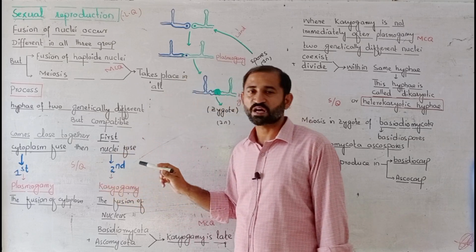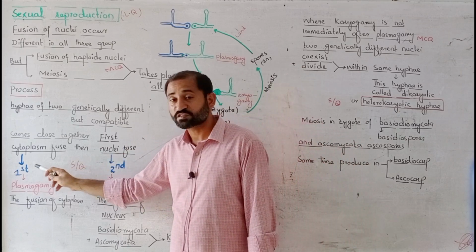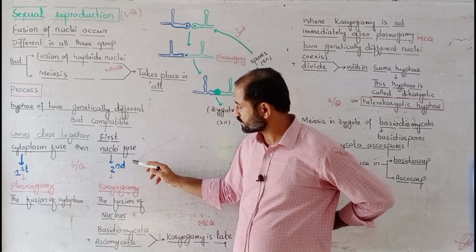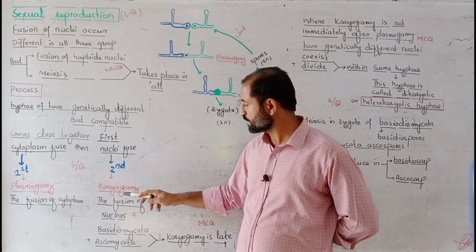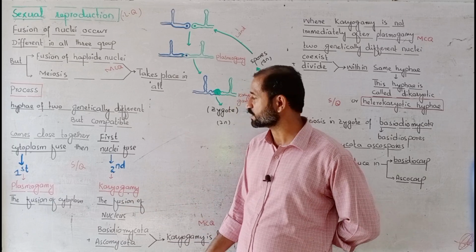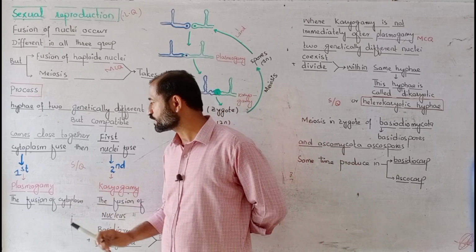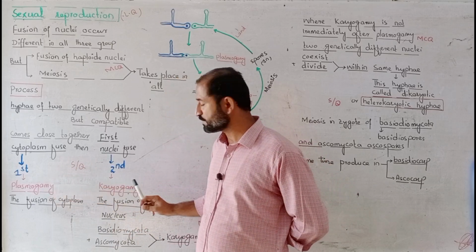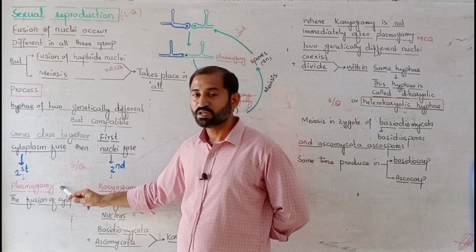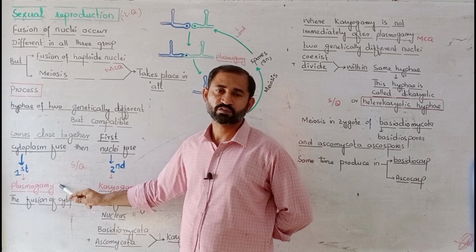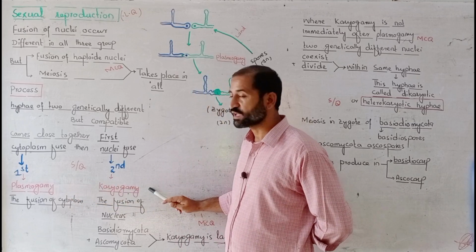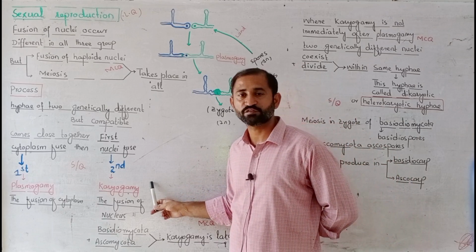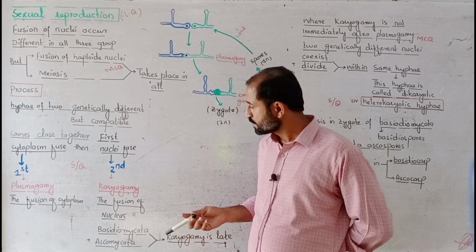The fusion of cytoplasm is the first step, and that is called plasmogamy. Whereas in the second step, karyogamy, the fusion of nuclei occurs. That one is a short question: differentiate between plasmogamy and karyogamy. The fusion of the cytoplasms is known as plasmogamy, whereas the fusion of the nuclei is known as karyogamy.